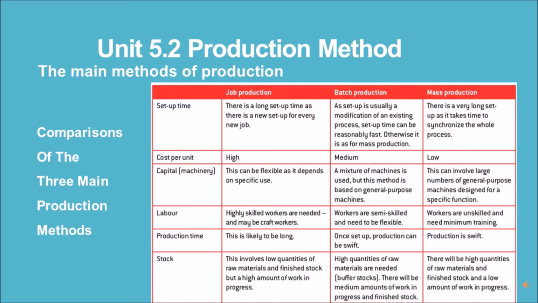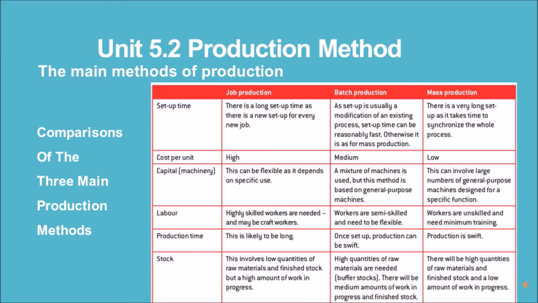Cost per unit. Job production, high. Batch production, medium. Mass production, low. Capital machinery. Job production: this can be flexible as it depends on specific use. Batch production: a mixture of machines are used, but this method is based on general-purpose machines. Mass production: this can involve large numbers of general-purpose machines designed for a specific function.